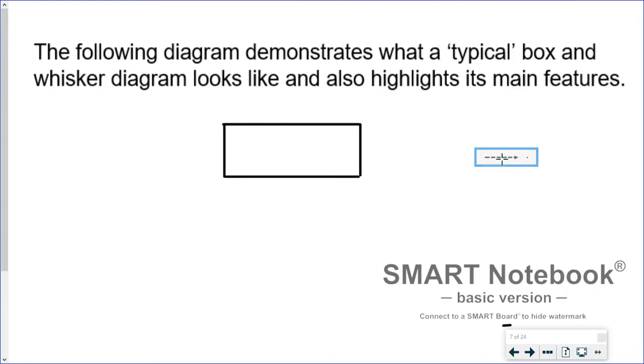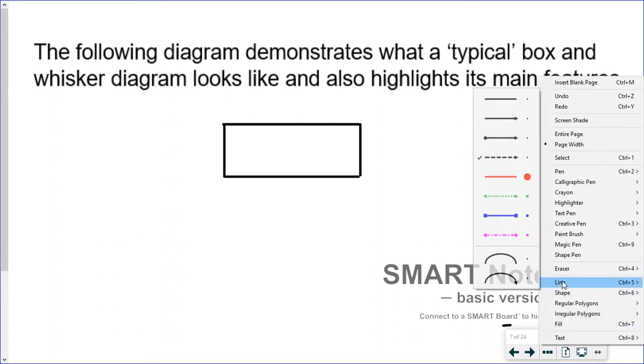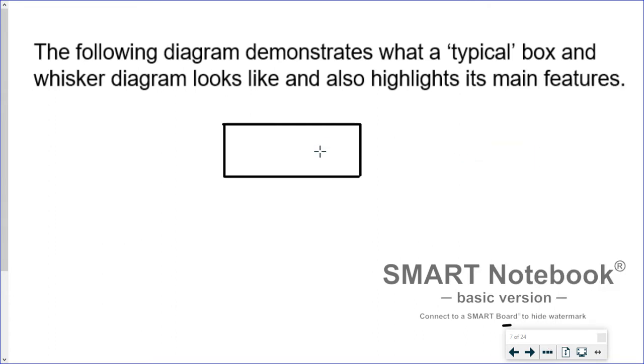Just get it dotted. Ignore that little arrow on the end. We don't need that. It doesn't look straight anyway. Son of a biscuit. All right.